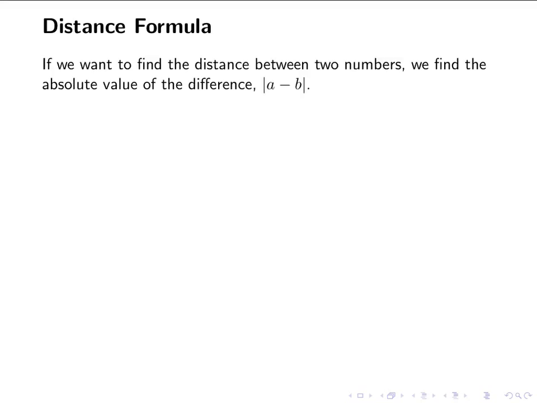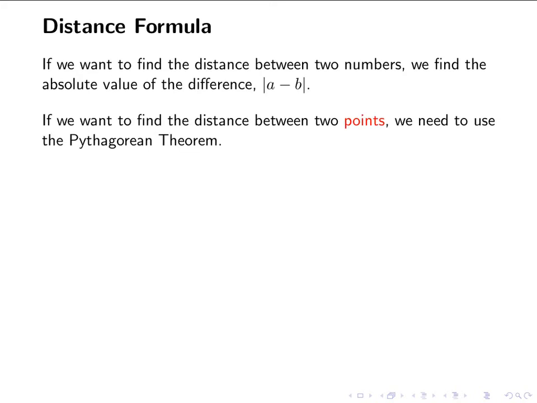Hello everyone. Today we're going to look at the distance formula. If we wanted to find the distance between two numbers, then all we'd have to do is find the absolute value of their difference, so a minus b, and then an absolute value. However, if we want to find the distance between 2 points, we're going to need to use the Pythagorean Theorem.